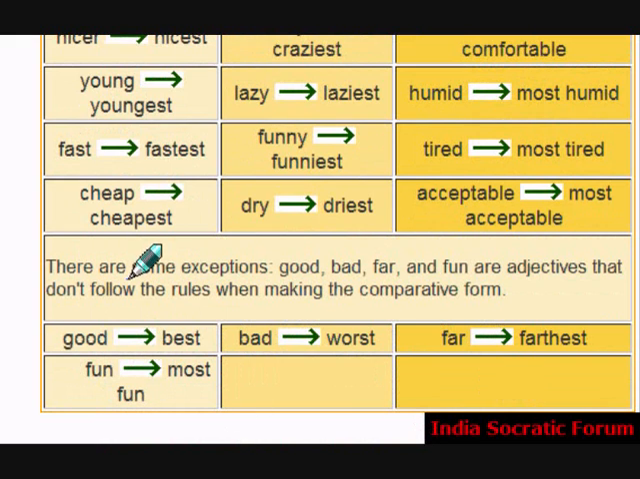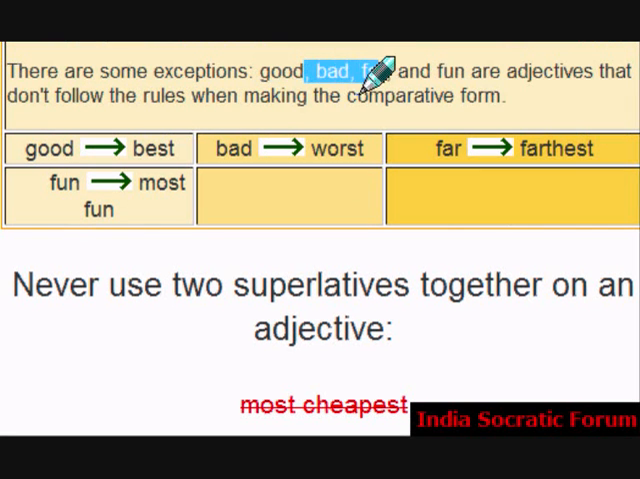There are always some exceptions. What do you mean by exceptions? Yeah, a detour from the main rules. Some words may not follow the rules above. That's called exceptions. Good, bad, far, and fun. These are adjectives that don't follow the rules when making the superlative form. For example, good, the superlative form is best. We don't say goodest, something like that. Most good, etc. For good, the superlative form is best.